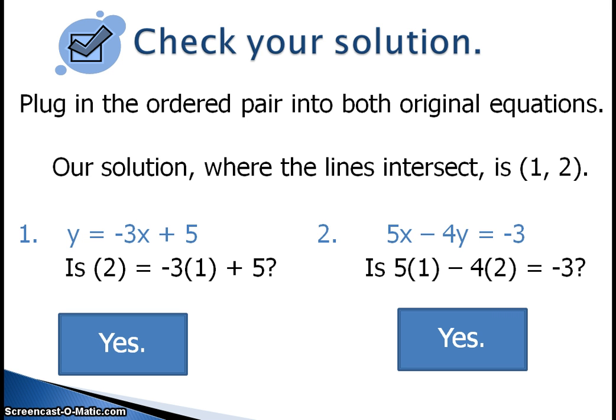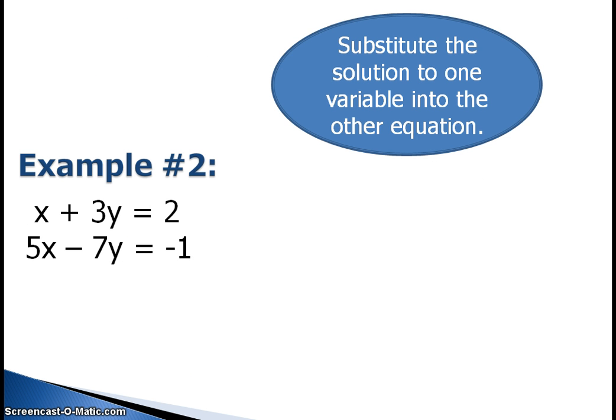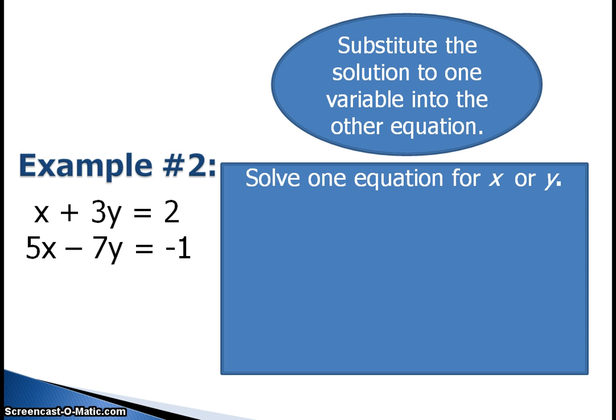Now let's go through a second example. In this case, we have two equations. Neither one is in slope-intercept form, and so we have to solve one equation for x or y. I have chosen to solve the first equation for x by subtracting 3y from both sides, and now I have x is equal to negative 3y plus 2. Pause now and copy everything you see on this slide.